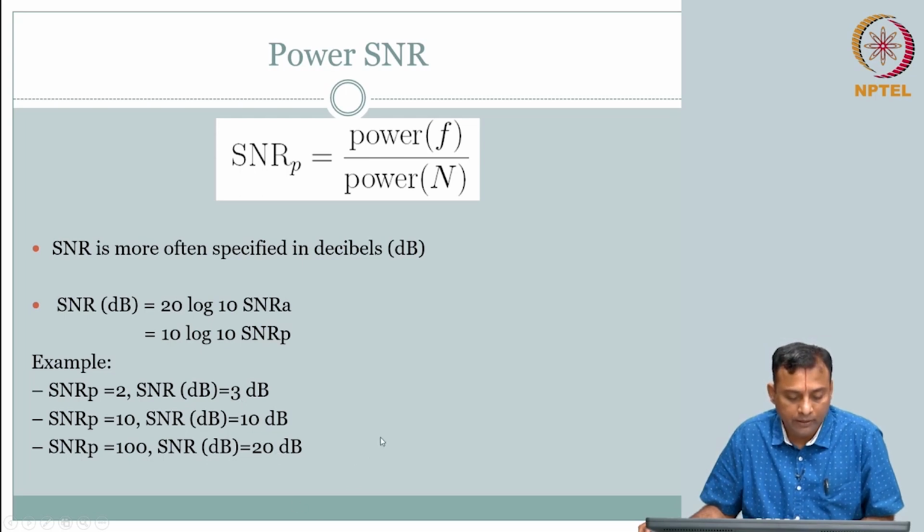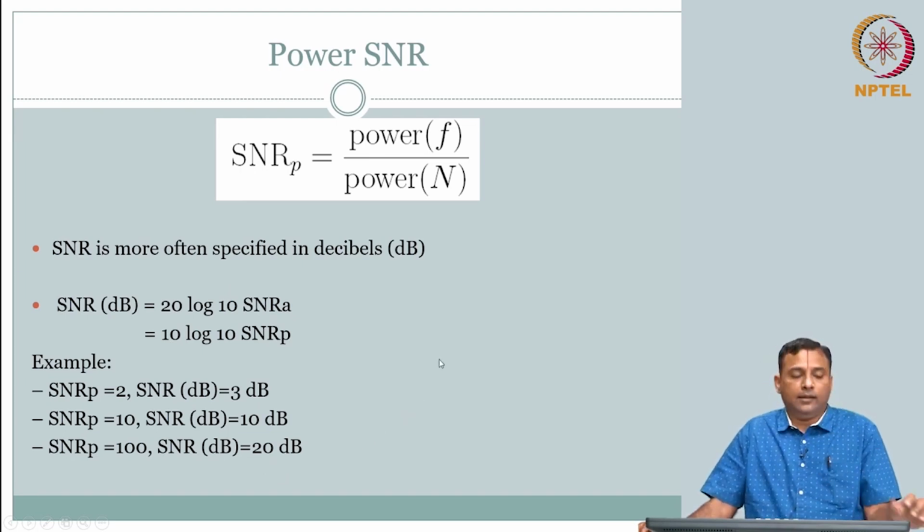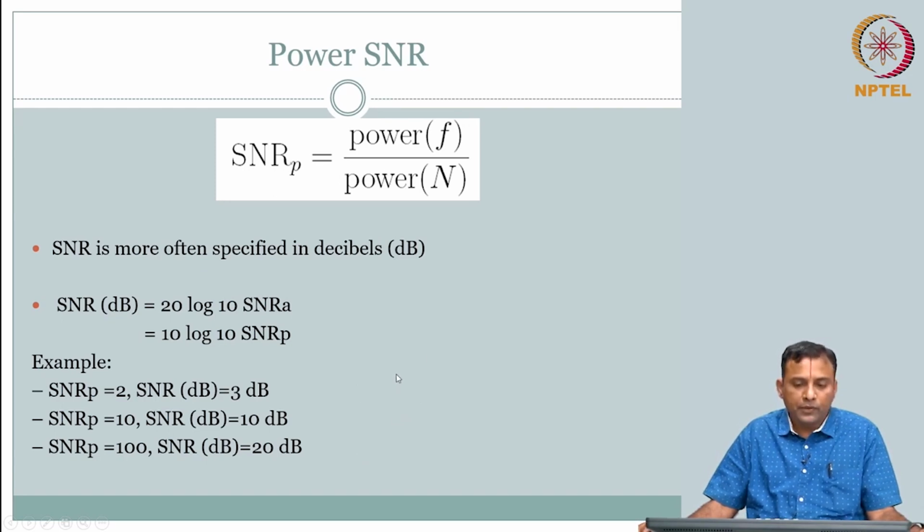So if I have SNR power of 100, then 10 log10 of 100, where 100 is 10 squared, so the 2 comes out, and that is your 20 dB, clear. This is something that you need to get comfortable with. So much for signal to noise ratio, power and amplitude signal to noise ratio.